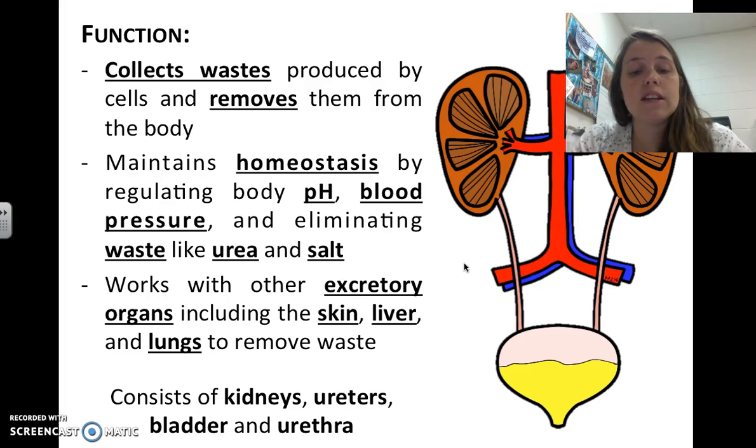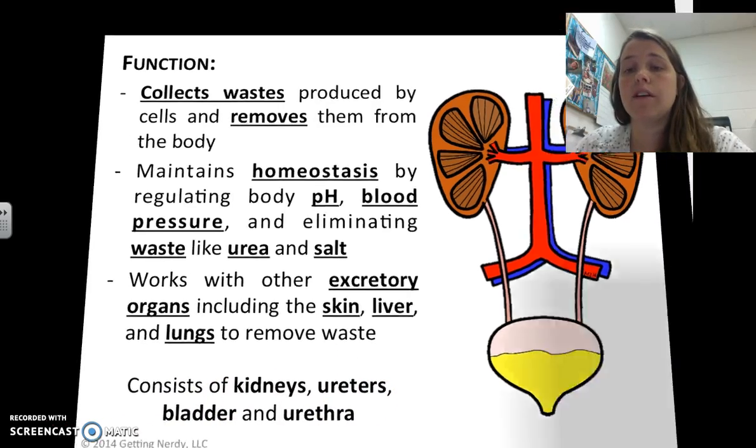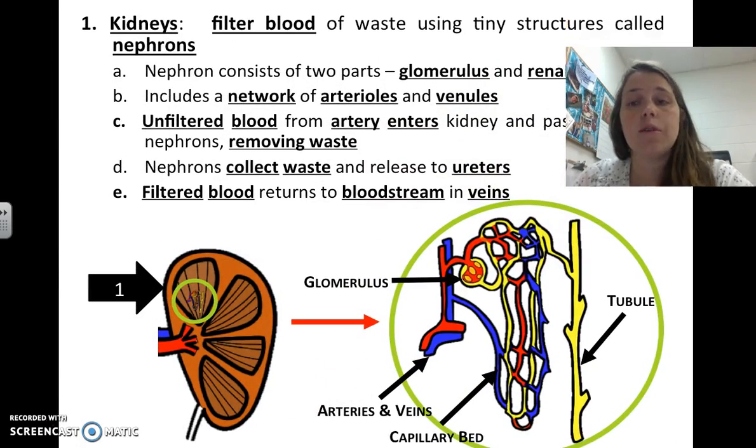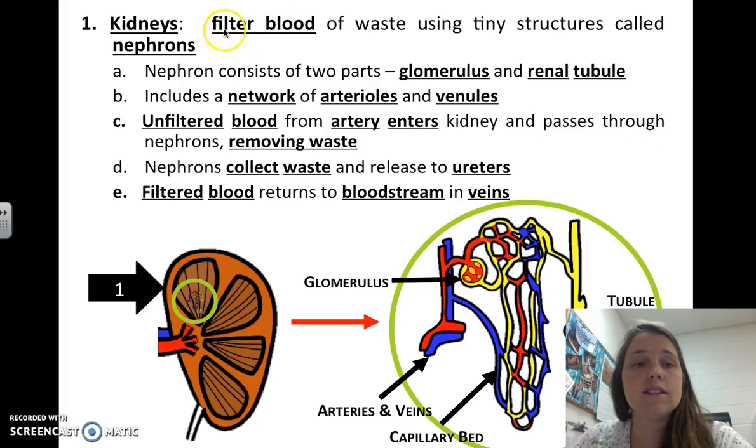So the urinary tract system consists of the kidneys, the ureters, bladder, and urethra. So let's first talk about the kidneys. The kidneys filter blood of waste using tiny structures called nephrons. So nephrons are like little tiny filters within each kidney.